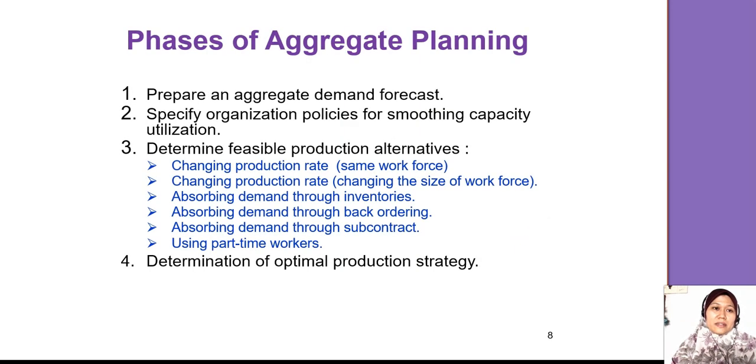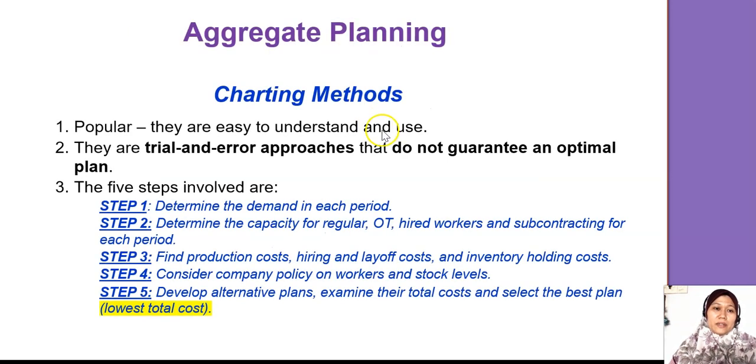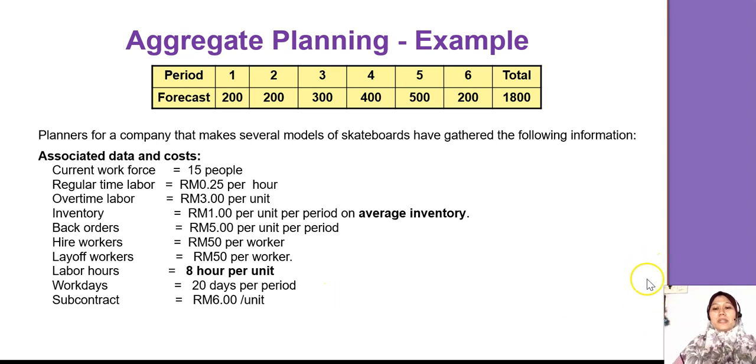And these are the phases. We will look into the phases later on when we do the example. And we are using the charting method. They have a lot of methods for aggregate planning, but the best one is using the table, and it's usually trial and error. Sometimes you have a few combinations with different costs. And these are the steps. We will look into the example. So this is the example that you need to know how to do.